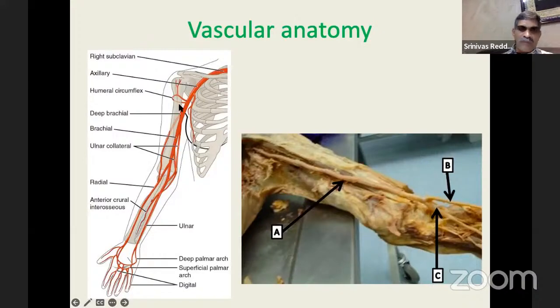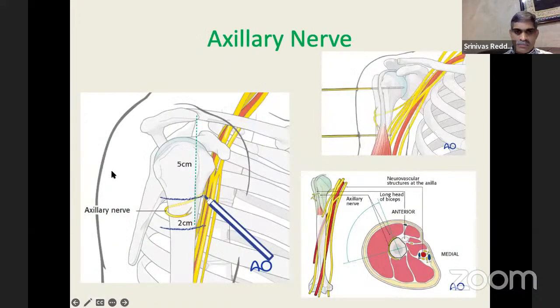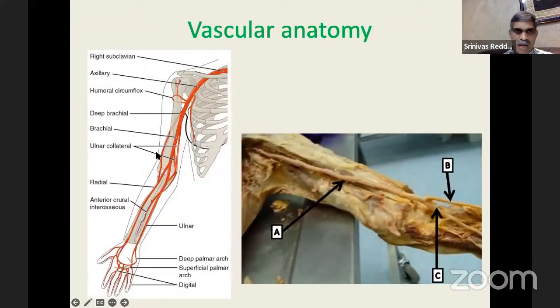Axillary artery, and after that it enters the arm. It enters the arm and it becomes the brachial artery. It runs on the medial side of the arm and divides into radial and ulnar arteries. This knowledge is very essential.